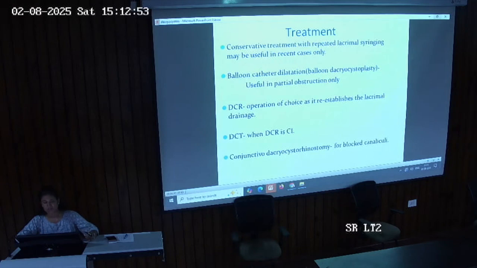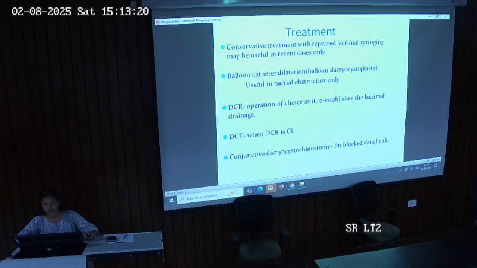Treatment: first we go for conservative treatment with repeated lacrimal syringing. If the case is very recent and there is no fibrosis or pyocele stage, then it can be resolved with repeated lacrimal syringing also. If it does not resolve, we will go for balloon catheter dilation, also known as balloon dacryocystoplasty. It is useful in partial obstructions only.